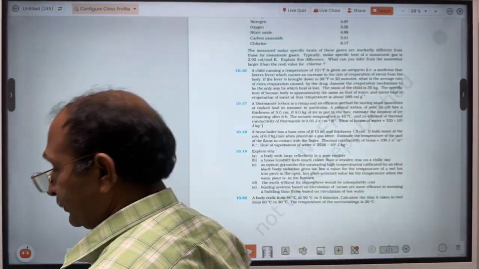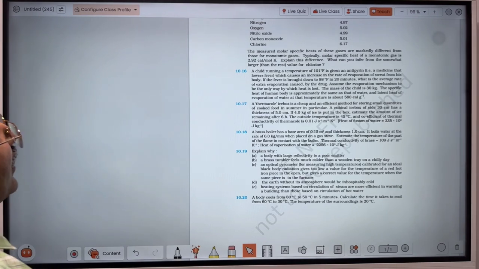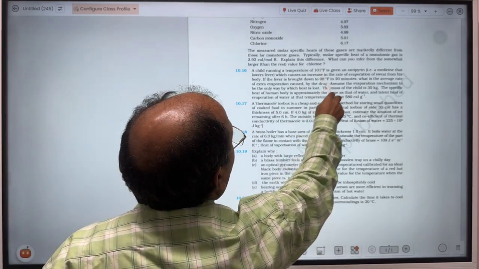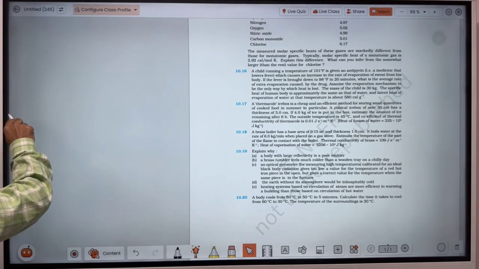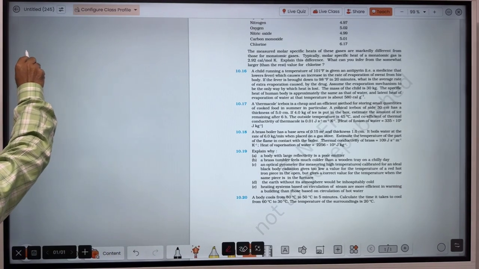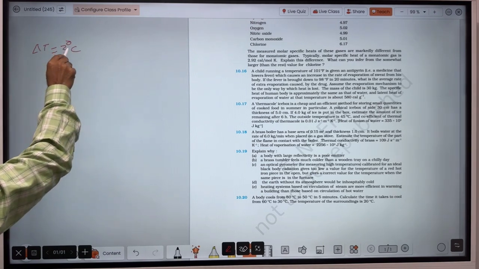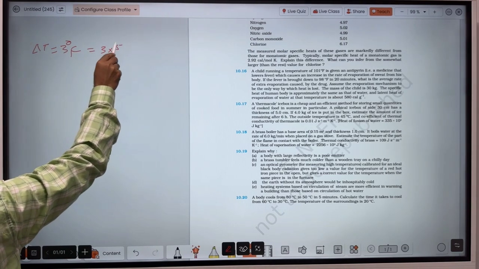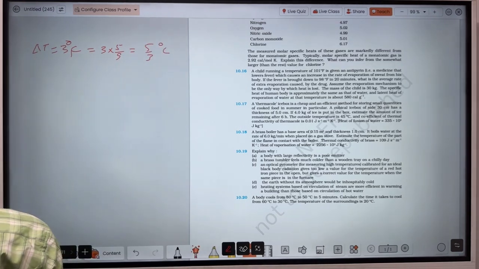So let's see the question. The question says that this child has temperature 101 degree Fahrenheit and his temperature drops to 98 degree Fahrenheit. Right. So let's put the values in the standard form. Here delta T is given as 3 degree Fahrenheit. If we convert in degree centigrade, then 3 times 5 by 9. So this will become 5 by 3 degree centigrade. Up to here there is no problem.